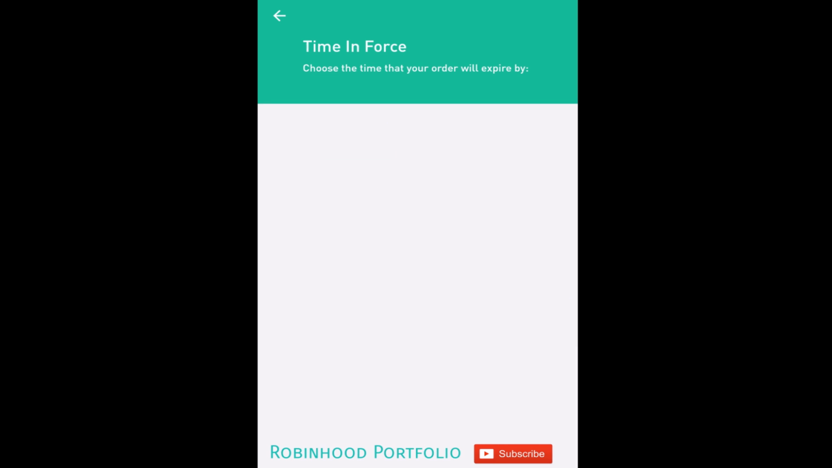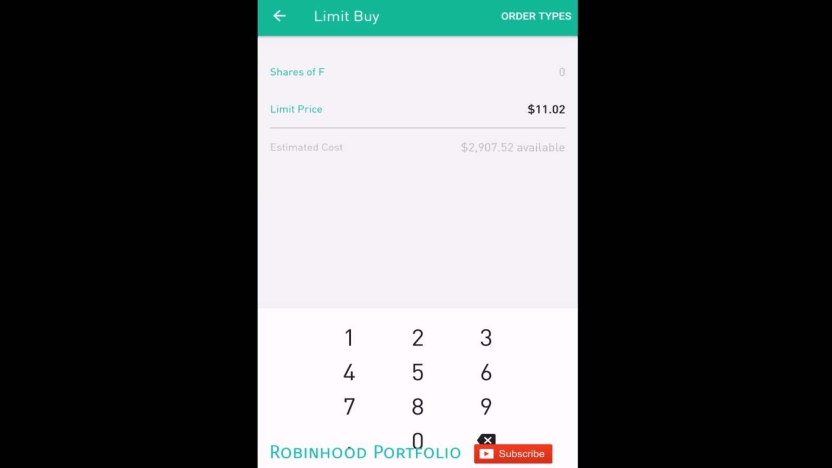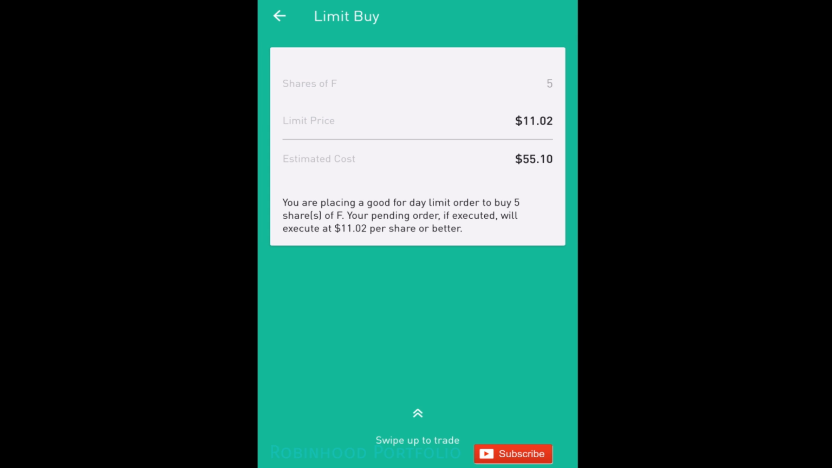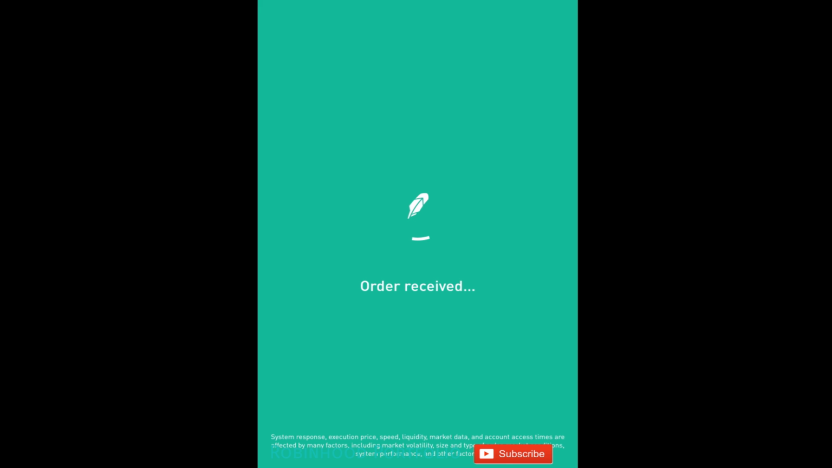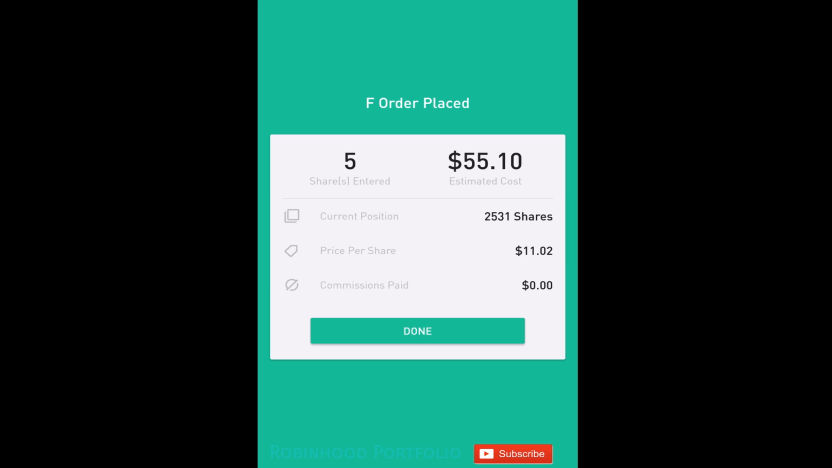Let's be a little bit more aggressive here. 3 p.m., put in 5 shares here. I can put that in. So now I have a limit buy going, a limit sell order going at the same time. You can do as many orders like this as you want.